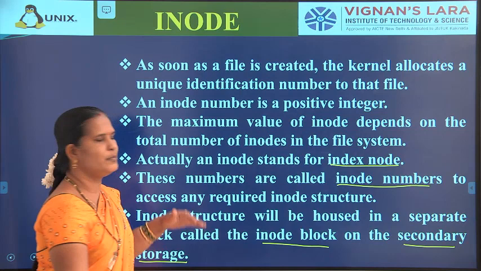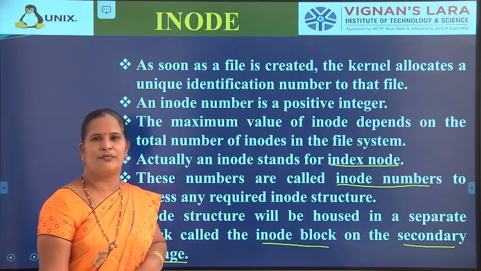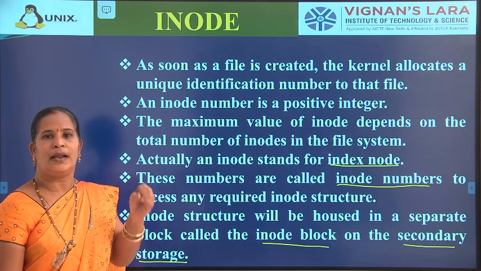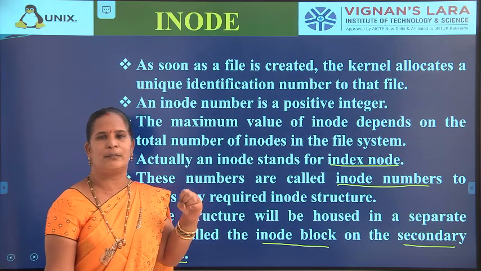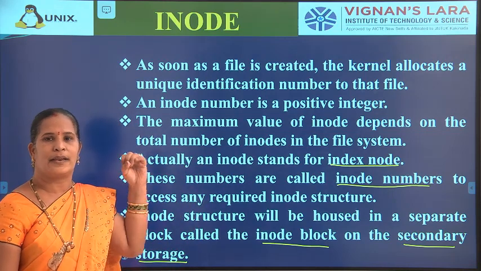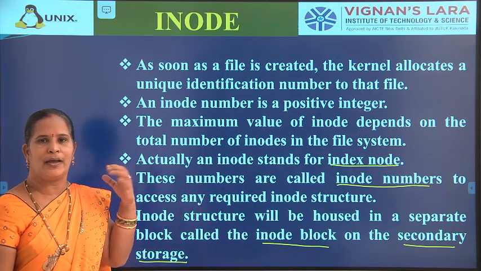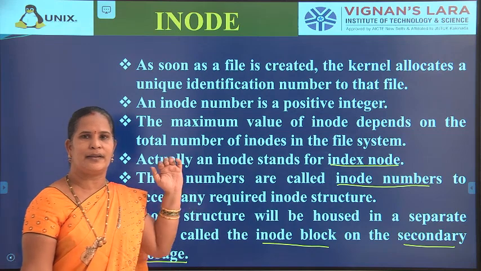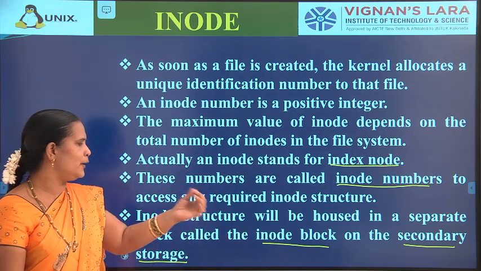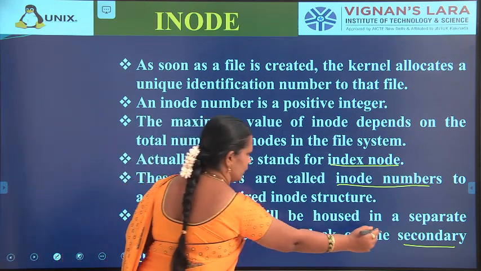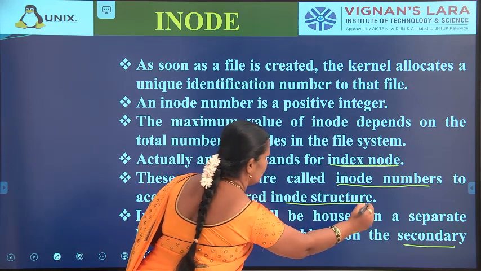All this information is available in the directory file. The directory file contains the file name and the file identification number. These file identification numbers, or inode numbers, are used to access the required inode structure. Inode structures are maintained in the form of an array, in a separate block in the secondary storage area. That block is known as the inode block. These are used to access inode structures.